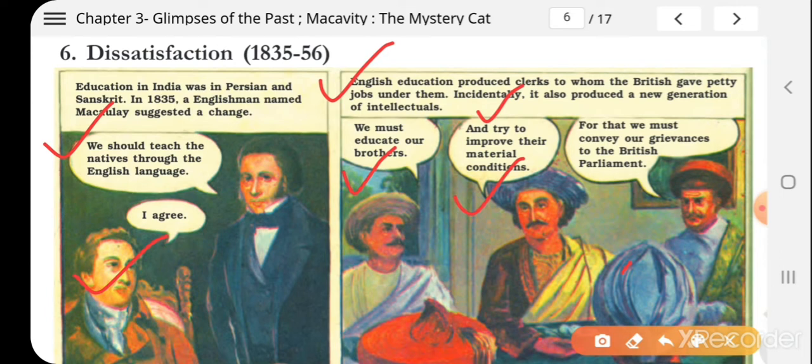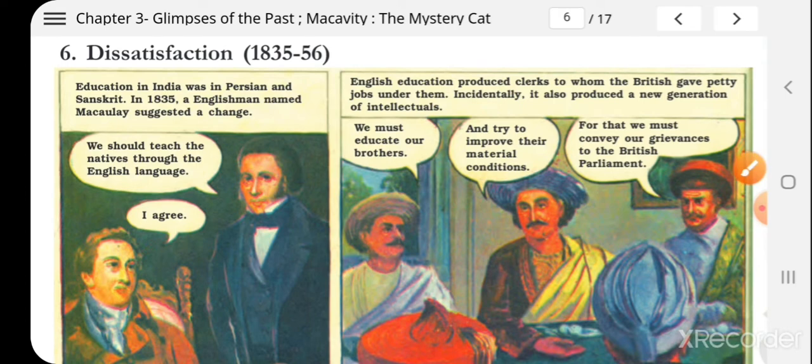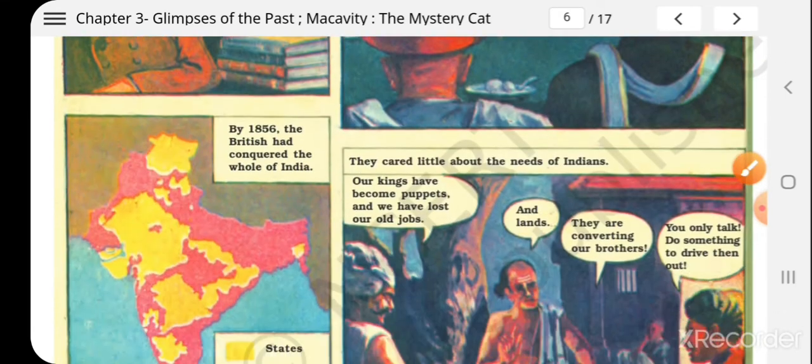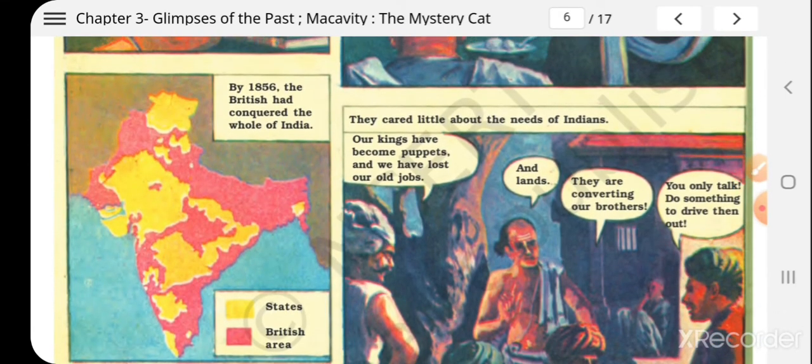And the aim behind it was that for that we must convey our grievances to the British Parliament. They were thinking that after educating our brothers, we will be able to complain to the British Parliament about our sufferings, जो हम suffer कर रहे हैं यहाँ पर, we will be able to complain there. तो उनका जो motive था educate करने के पीछे ये भी था Indians का. आगे देखते हैं. So now here the main thing.